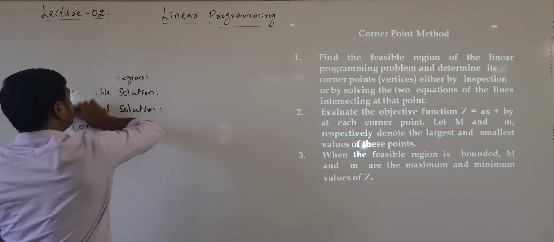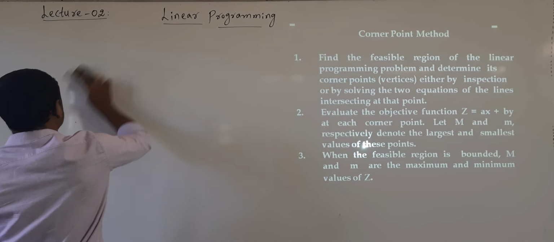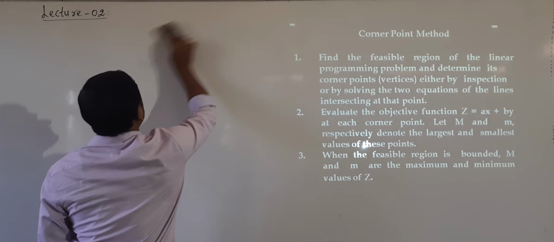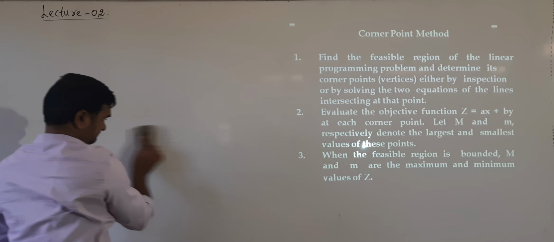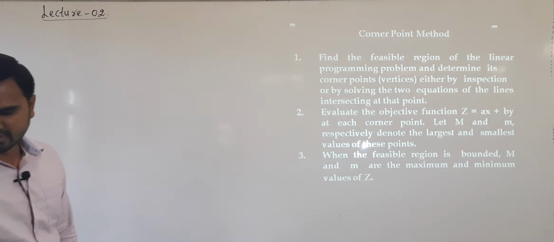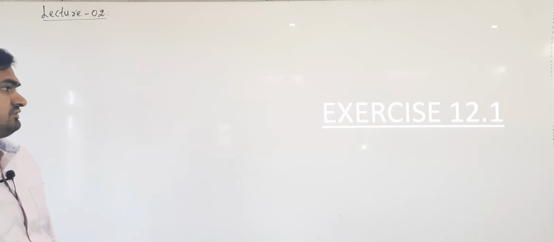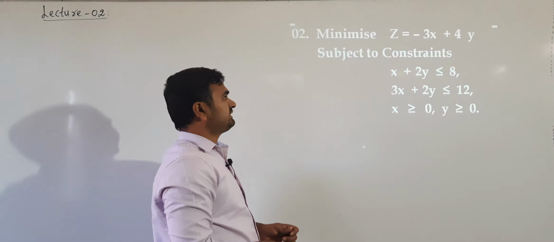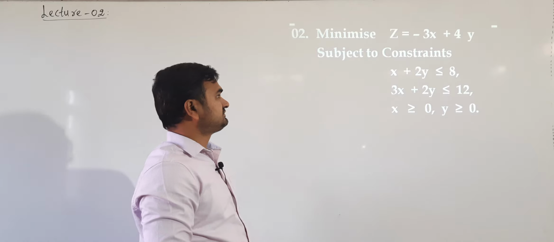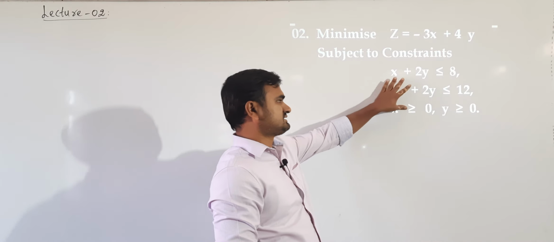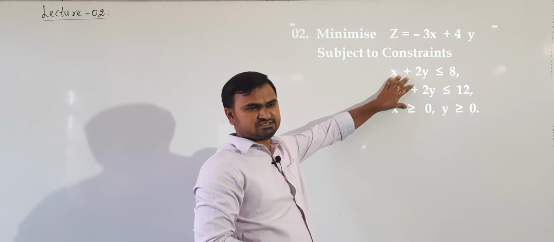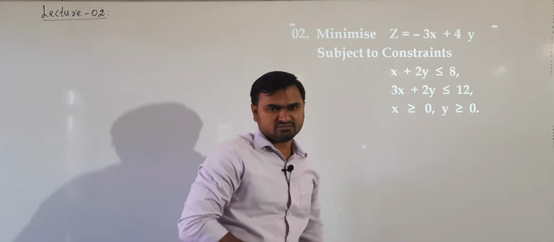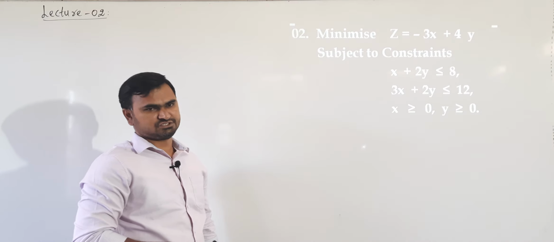So we can start the exercise now. Let's see exercise 12.1, question number 2. Minimize z equal to minus 3x plus 4y subjected to constraints. So these are the constraints or restrictions given. Under these restrictions we have to minimize, means find the minimum value of the objective function.